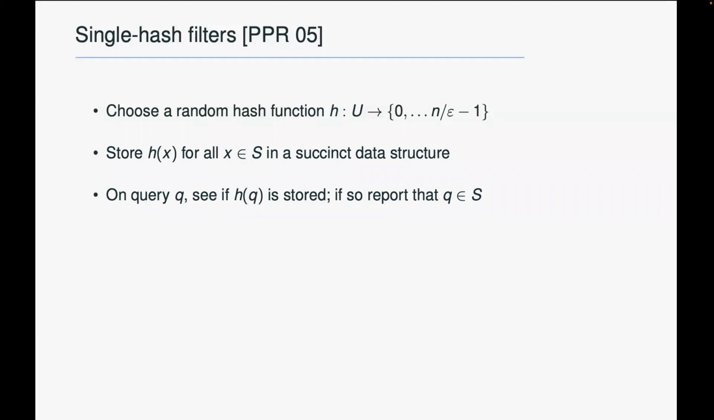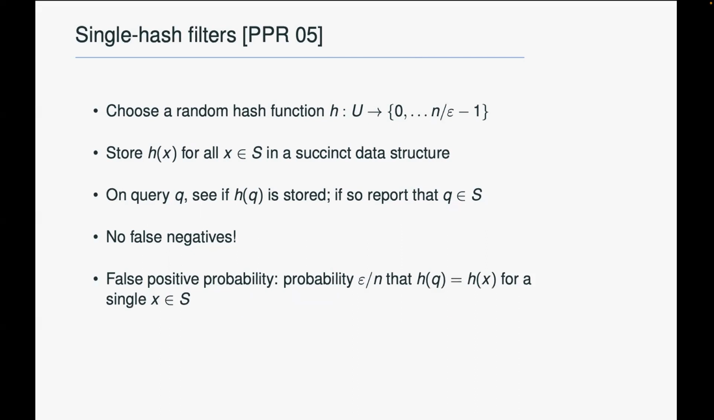To query, we look up in the filter and see if the hash of the query is stored. So we hash the query, and then we see if this hash is something that's actually stored. If so, we say that the query is in our set. All right, right away, we get no false negatives. If I query for something, if it was in the set, we must have stored the hash. So we always say that the query is in the set. And we also immediately get false positive probability epsilon.